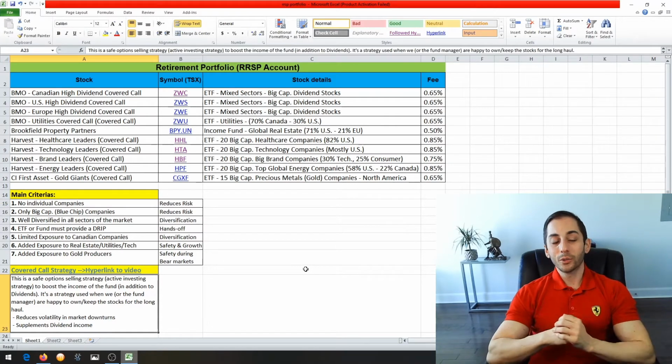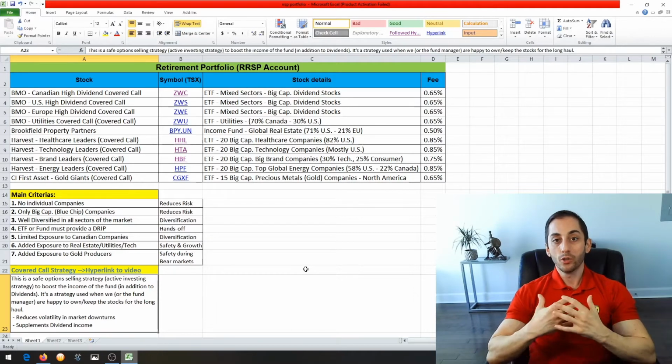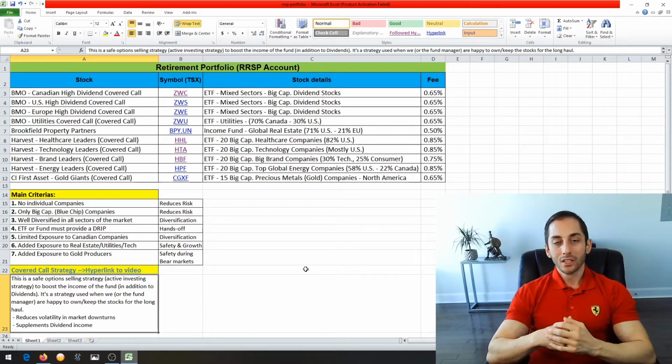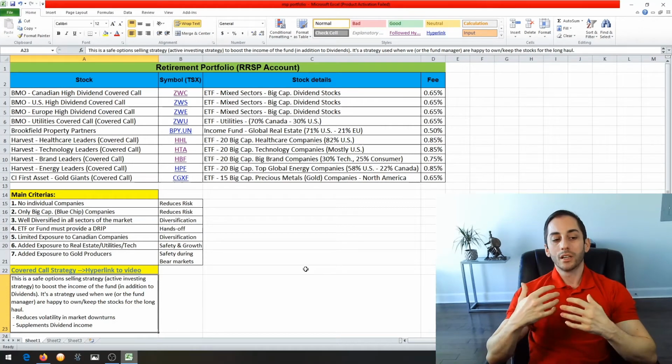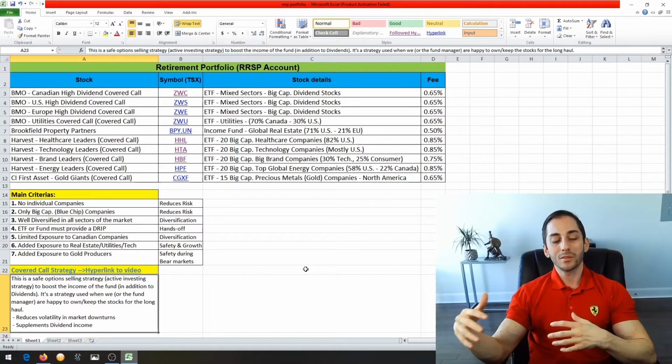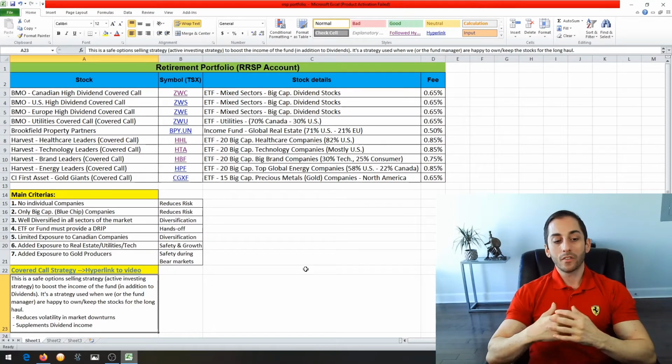Okay, so I wanted to quickly discuss what the covered call strategy is, seeing that 9 out of the 10 funds that I have in this portfolio use this strategy. This is a safe option selling strategy to really boost the income of the fund on top of dividends. It's used when a fund manager is happy to own or keep the stocks in the fund for a long period of time. This basically reduces volatility in market downturns, and it also supplements your dividend income.